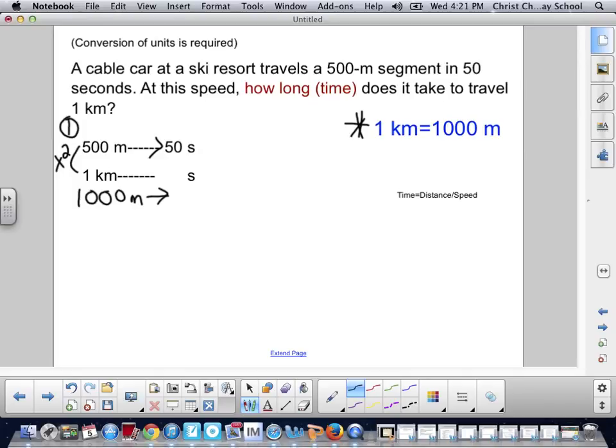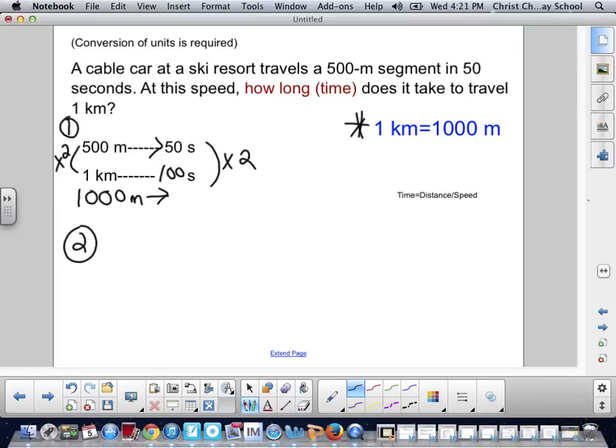And how many seconds would that be? Well, if we doubled one side, times 2, then we're going to double our 50 seconds. And so 50 times 2 is 100 seconds. So it takes 100 seconds to travel 1 kilometer. An alternative way is you could have set this up proportionately. So let's do that way.